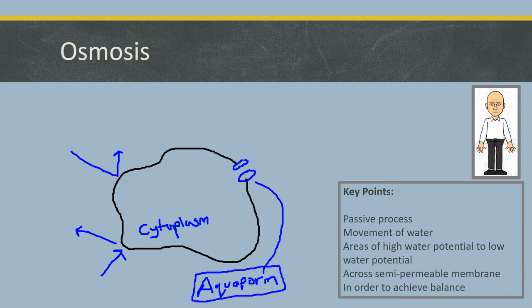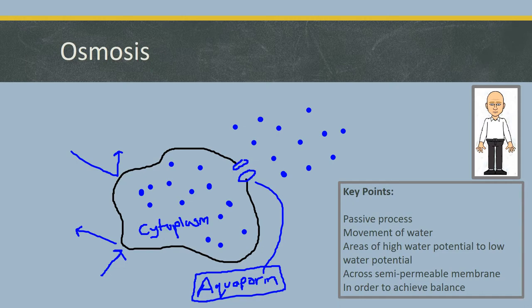And if we have water, let's get this sorted. So we have water outside the cell, we have water inside the cell. Now let's just say that they're at the same concentration. So there's the same concentration of water on the inside and outside of the cell.